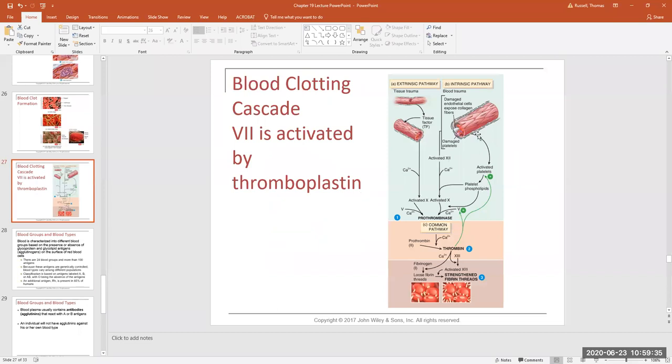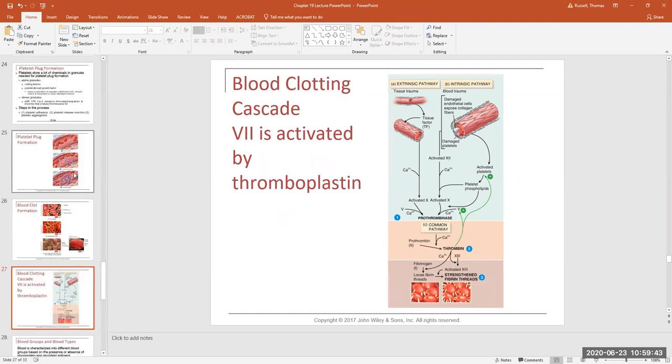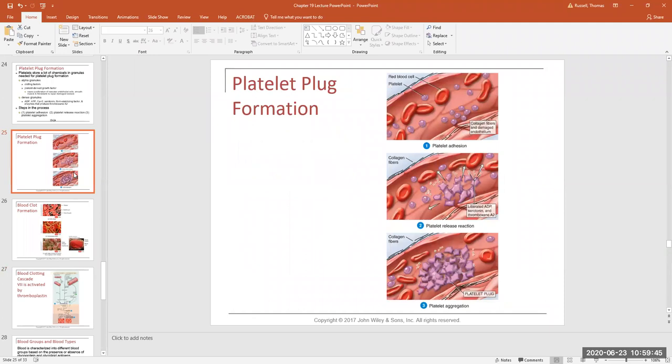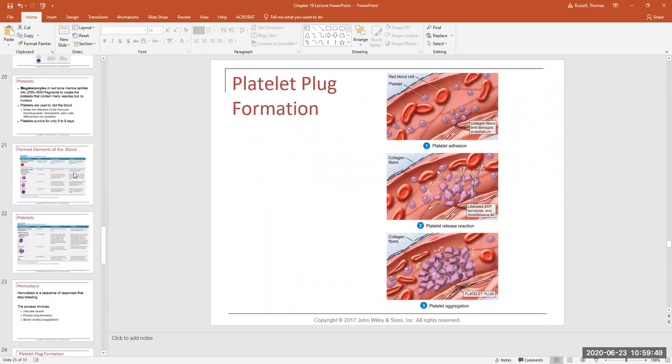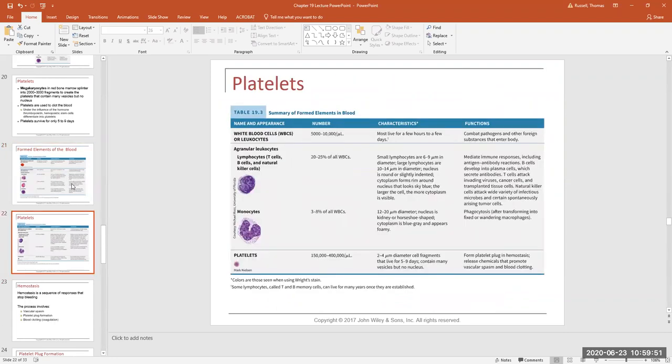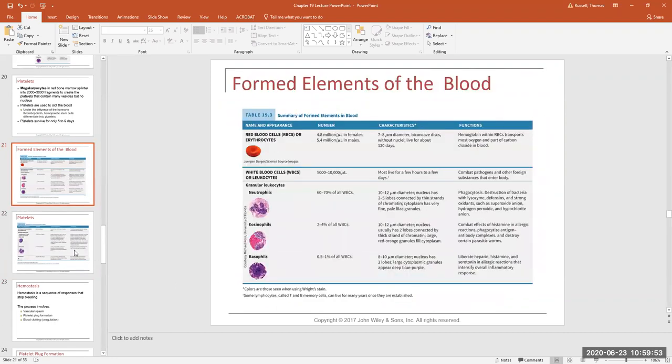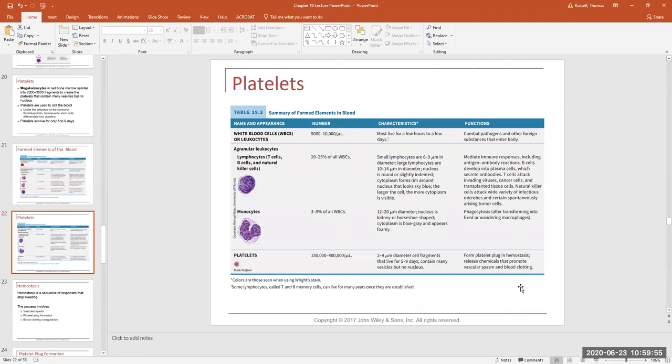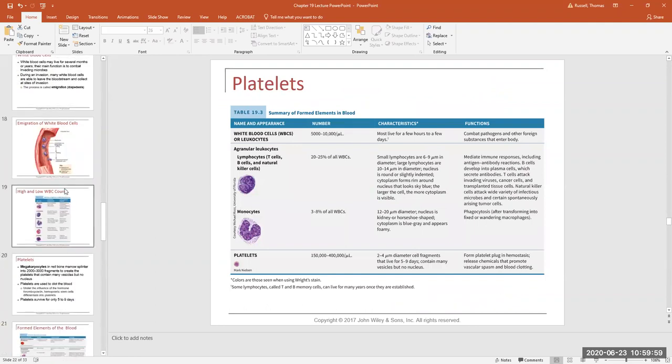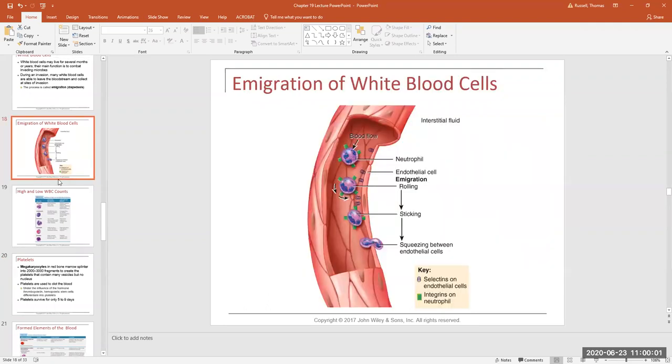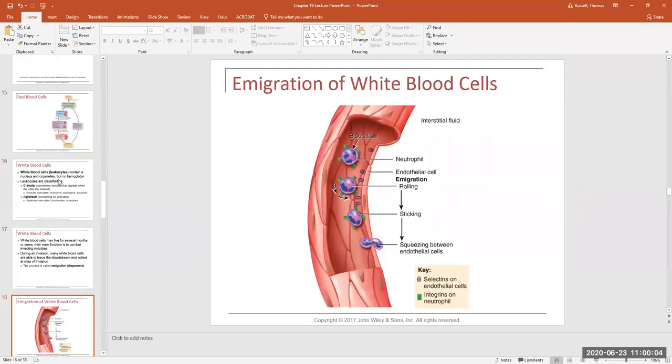Know your sequence of events for the activation of the clotting factors for the fibrin blood clot. Know the platelet plug formation. And make sure you know the functions of the white blood cells and all of that off of these tables. I'm just telling you some major points to focus on. I think I have a question on immigration. That's not too bad though.